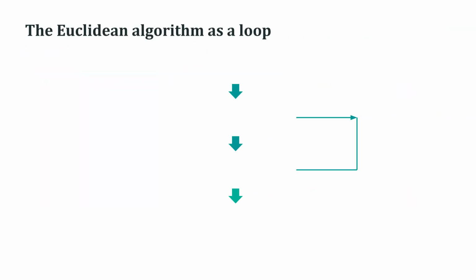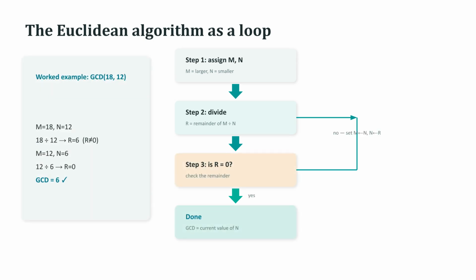Here is the Euclidean algorithm flow, visualized as a loop. We start by assigning the larger and smaller numbers. Then we divide and check the remainder. If the remainder is not zero, we update the numbers and loop back to the division step. If it is zero, we are done, and n is the GCD.